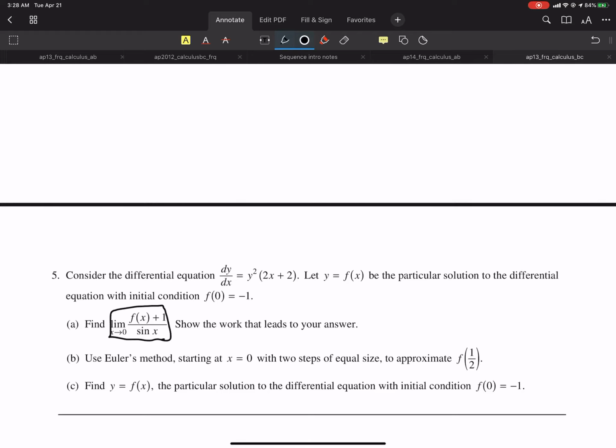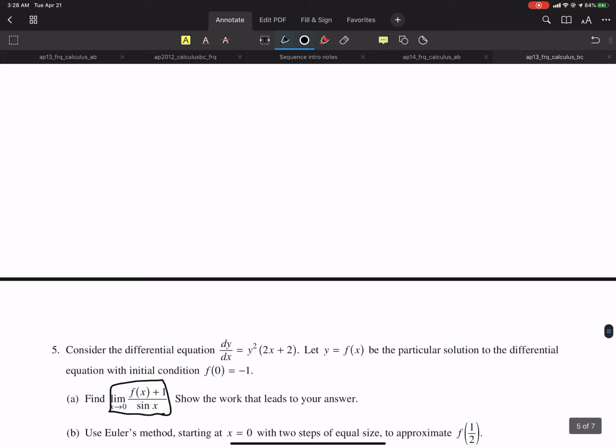Now, there are some things you have to be very careful about on this. It's easy to write something incorrectly, and I'm going to point that out. So we want the limit as x approaches 0 of f of x plus 1 over sine x.